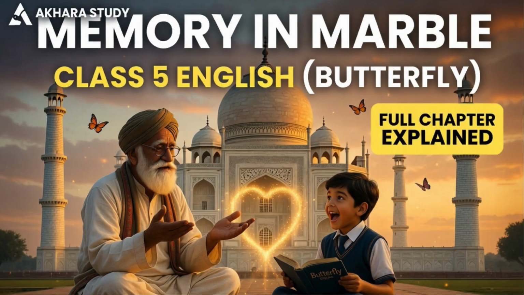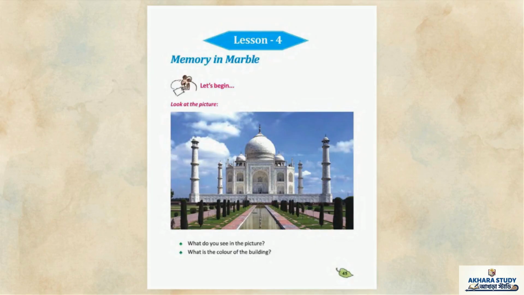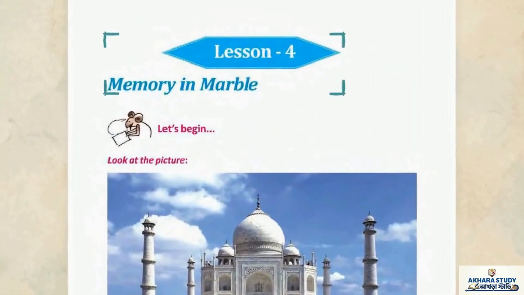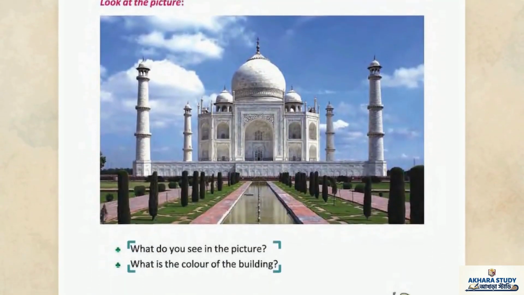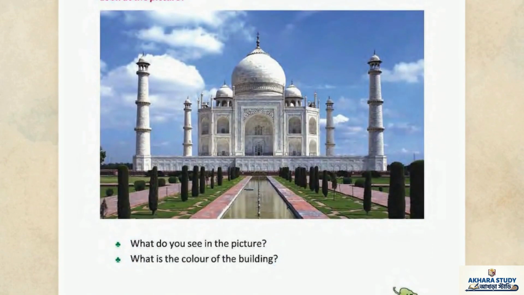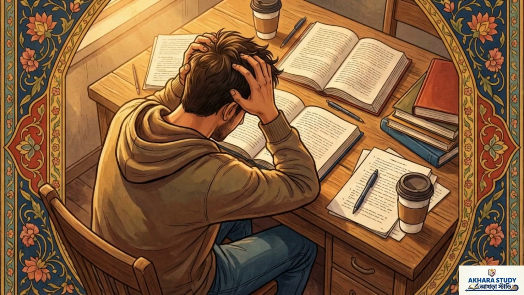Many students encounter their first formal history of the Mughal Empire through the West Bengal Board English curriculum. In a lesson called Memory in Marble, the textbook opens with a picture of a world-famous monument and a simple set of questions about its appearance. For a fifth grader named Tarun, these questions are the start of a difficult afternoon.